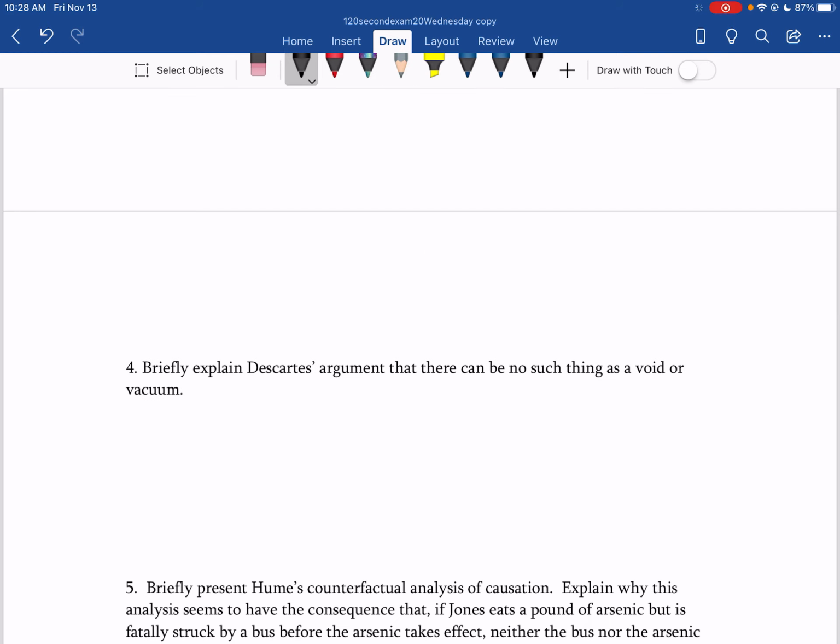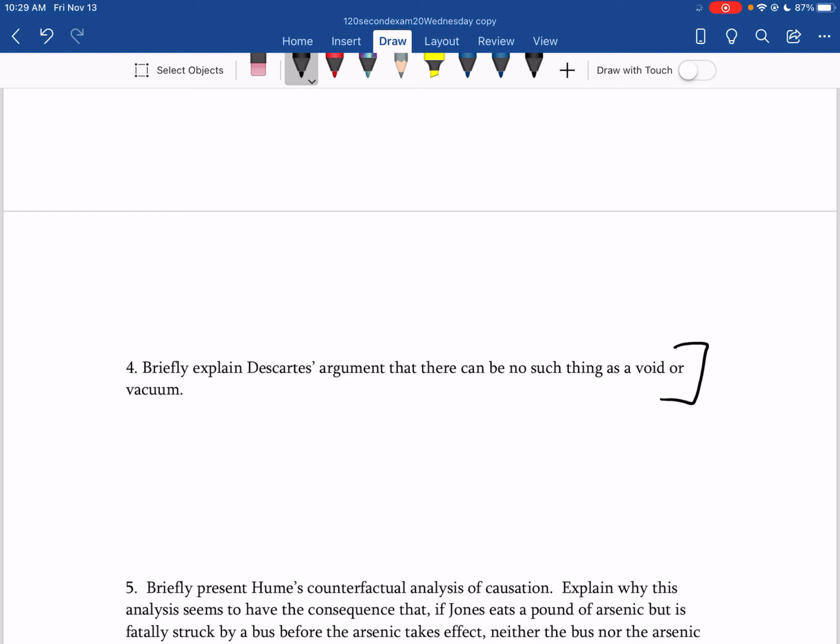Briefly explain Descartes' argument that there could be no such thing as a void or vacuum. He really gives two different arguments, and you could have gotten full credit with either one if you presented it accurately. The one most of you chose was the argument that says if there is literally nothing between two things, then they are literally touching.